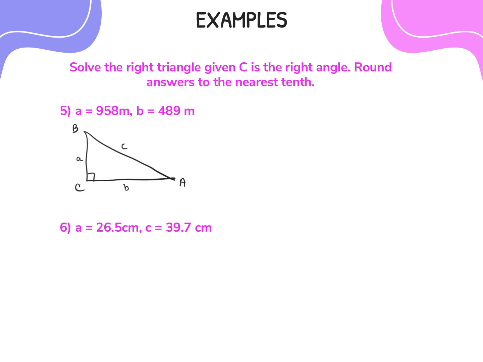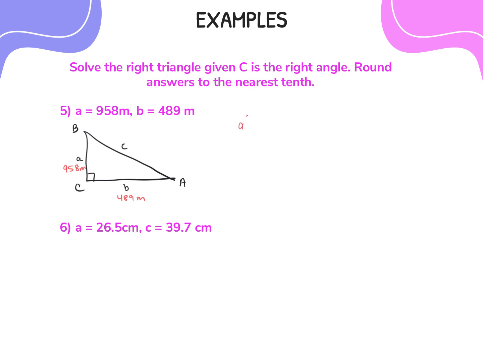Now, when I go to the givens, I'm going to look at what they've given me. They gave me side a is 958 meters. And they gave me side b is 489 meters. And they want me to solve the triangle. So here I'm going to have to find some angle measures. And it's great because we're going to have to use something that we haven't used before, which is our inverse. But before I start, I'm going to do the Pythagorean theorem to find side c.